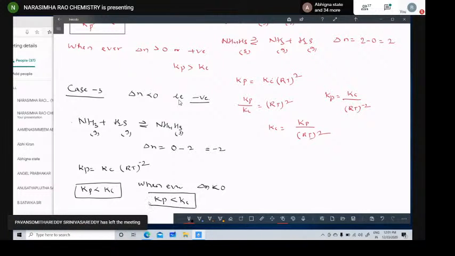What did you observe, children? Kp value is directly proportional to delta n value. Clear now? Kp value is directly proportional to delta n value.